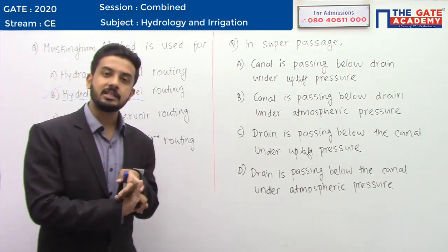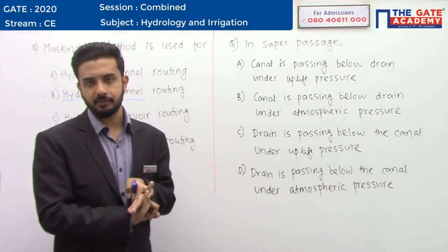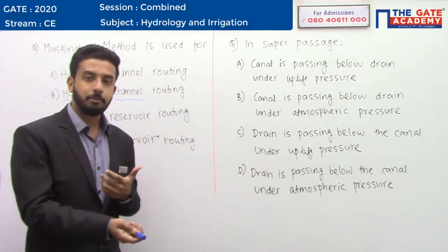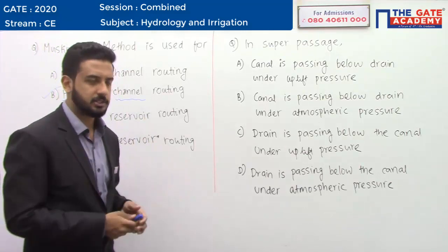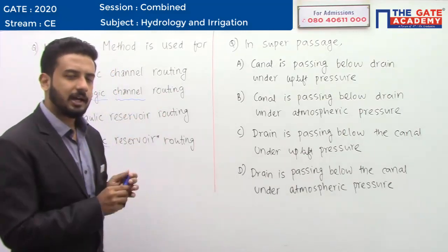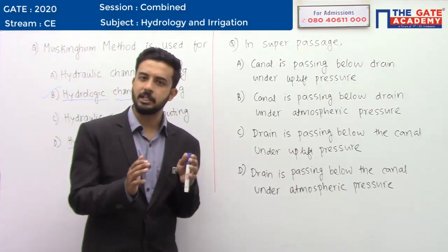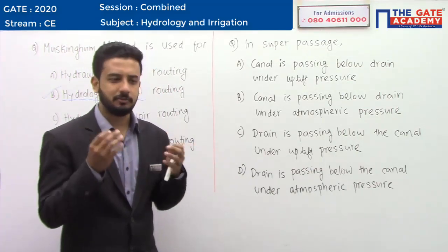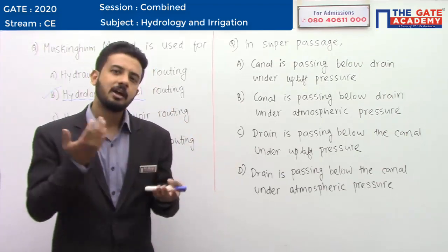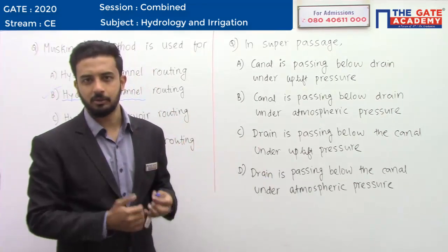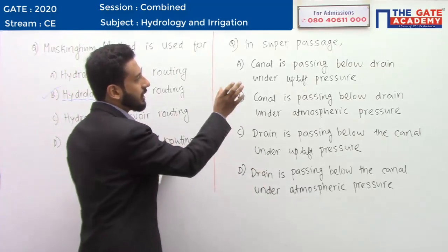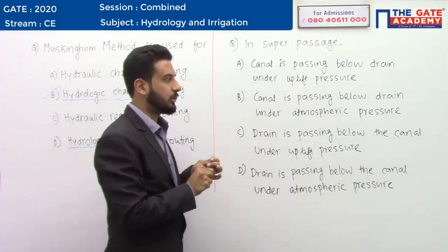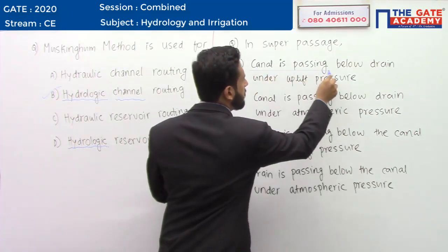One is super passage, the other one is canal siphon, or simply we can call it siphon. So we have to understand which type of cross drainage structure it is. First of all, I told the students to remember one trick for super passage. We can remember regarding underpassage: underpassage means we are going below. So our canal is our main guy, and the canal is passing below the drain. Indirectly, I can choose that option. So this can be one option.